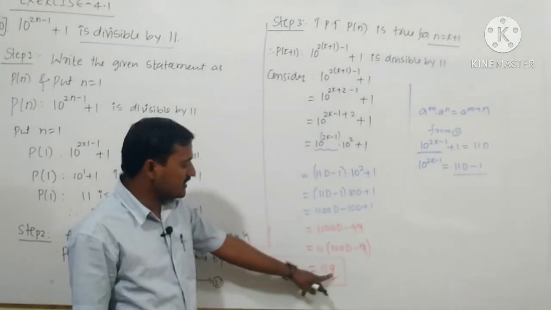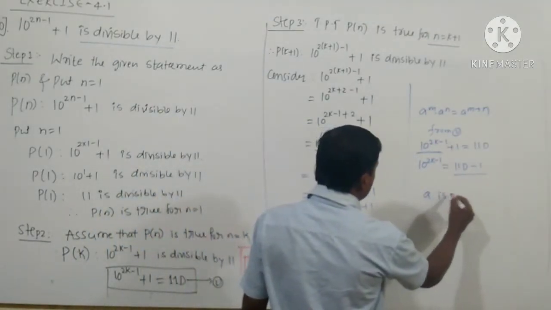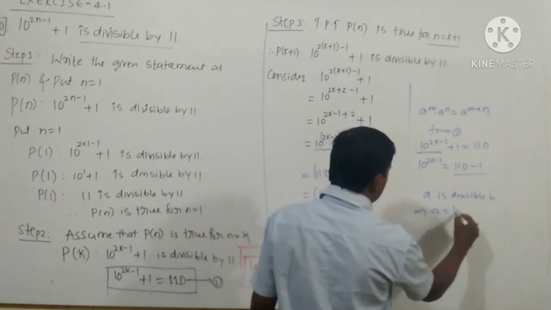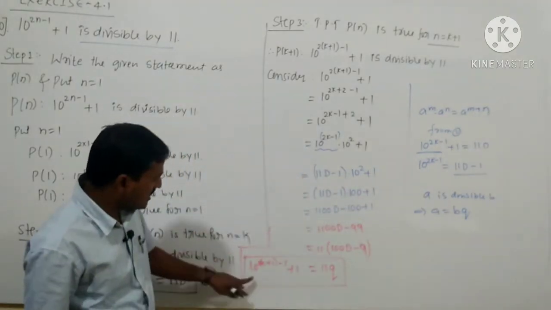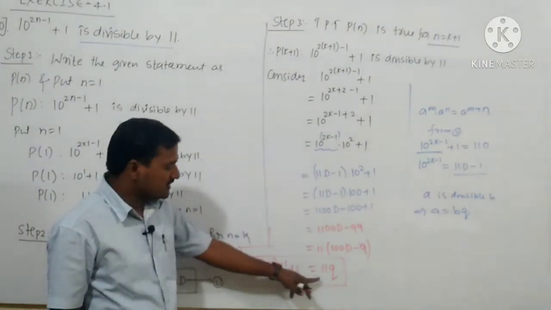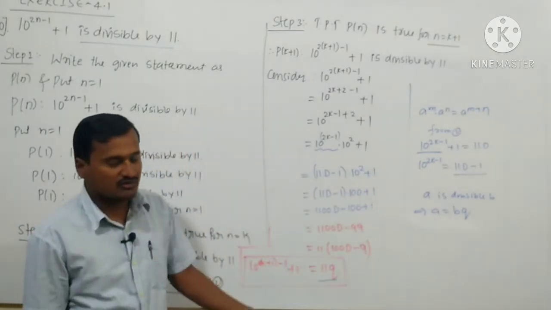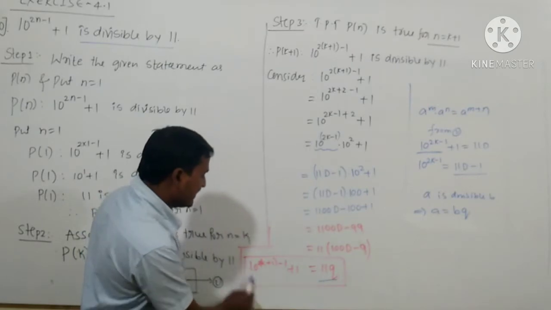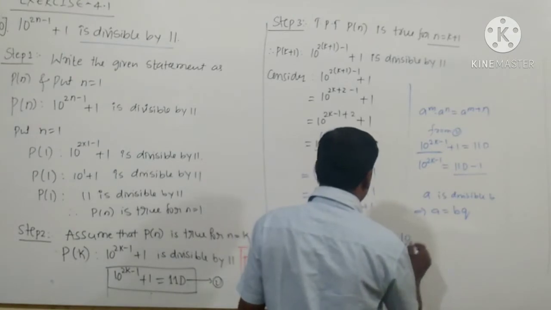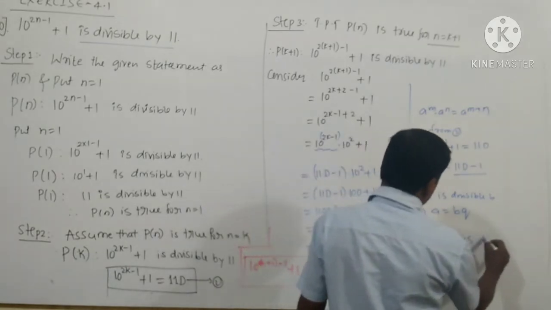Product of 11 into some integer means clearly it is in this form, that is a is divisible by b. A is divisible by b implies a is equal to b into q. So in the place of a, here we have 10 to the power 2 into bracket k plus 1 minus 1 plus 1, that is equal to 11 times q. 11 times q means this is the product of 11 into q. Clearly the LHS term is divisible by 11. So therefore what is the conclusion? Therefore 10 to the power 2 into k plus 1 minus 1 plus 1 is divisible by 11.